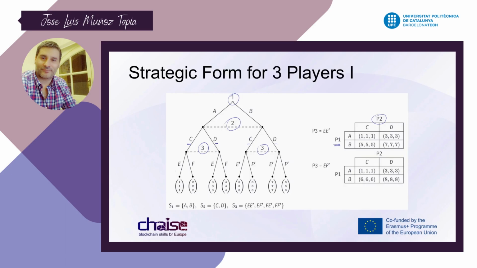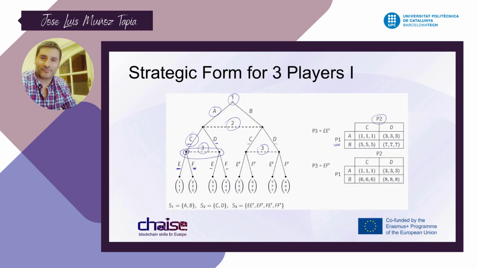And then player three can play from different places here. If player one plays A and player two played C, then at this point player three can play E or F. This is an information set for player three, so he doesn't know what player two played, and also doesn't know what player one played. But if we are at this point of the game tree, player three can play E or F.